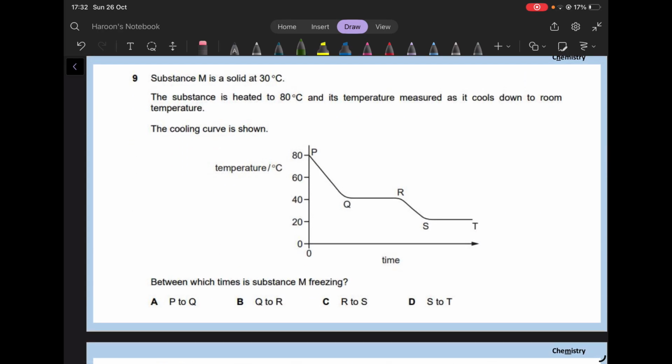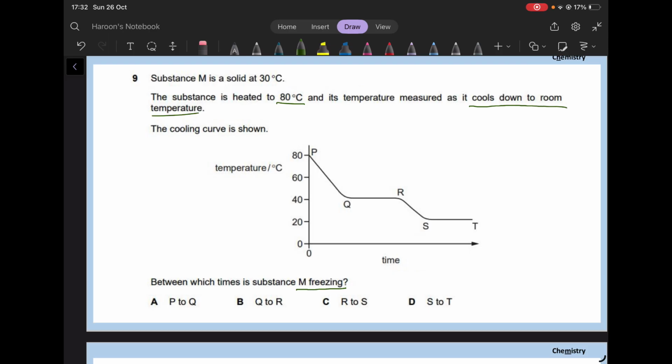Substance M is a solid at 30 degrees Celsius. The substance is heated to 80 degrees Celsius and its temperature measured as it cools down to room temperature. The cooling curve has been drawn for us. Between which times is the substance M freezing? So as I told you, this specifically told us as it cools down to room temperature.